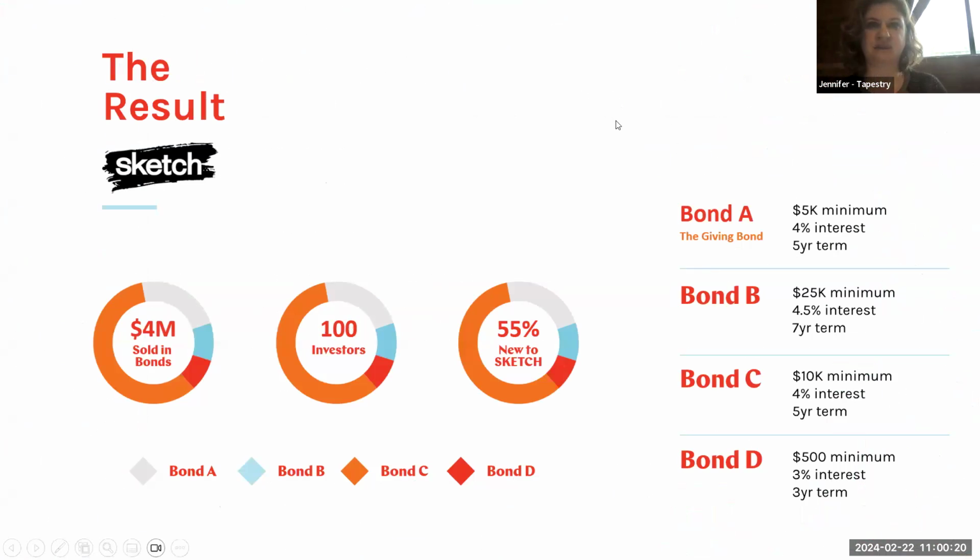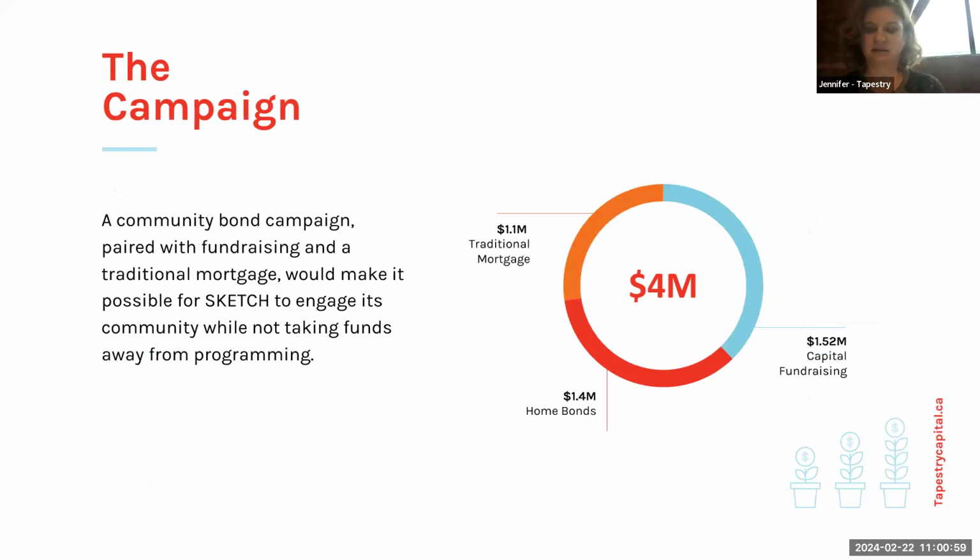So as we can see, they raised the funds that they needed, 4.4 million that they'd sold in bonds, 100 investors. And one of the really cool things that we loved is 55% of these investors were new to the organization. So they weren't volunteers, they weren't donors. They were due to publicity and the great news that was spread around about this campaign. They came in because they really loved what Sketch was doing and the message resonated with them. And so if we're thinking about housing, this message resonates across the country with people and the lack of housing and the need to support it.